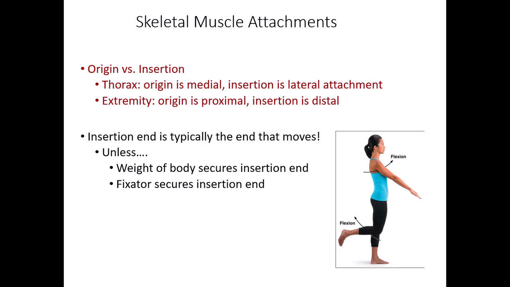However, if you're standing on both lower extremities and you try to contract your iliopsoas, the weight of the body is stabilizing your thigh, and the origin end, which is attached to your trunk, will move instead. So that iliopsoas muscle can flex the thigh without the weight of your body on it, and can flex the trunk with the weight of your body on it. So weight can secure an insertion end and help you move the origin end.